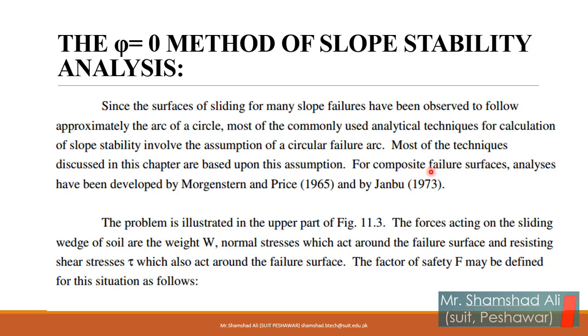For composite failure surfaces, analysis has been developed by Morgenstern and Price in 1965 and by Janbu in 1973. The problem is stated in the upper part of figure 11.3. The forces acting on the sliding wedge of soil are the weight W, normal stresses sigma which act along the failure surface, and resisting shear stresses tau which also act along the failure surface. The factor of safety F may be defined for this situation as follows.